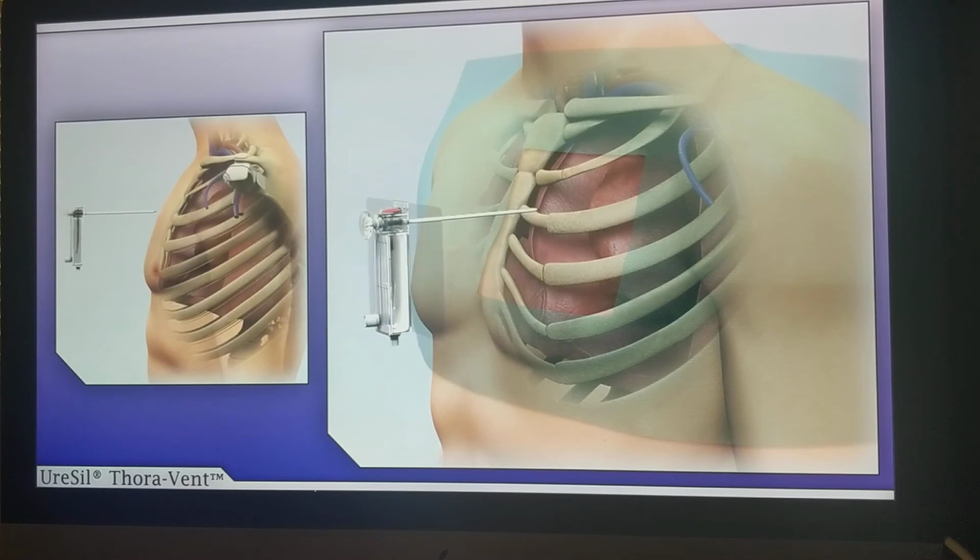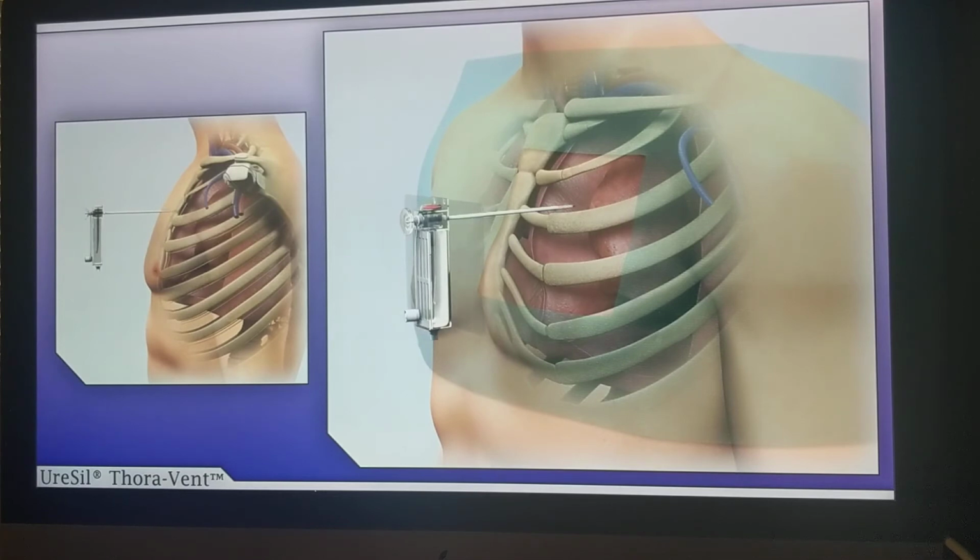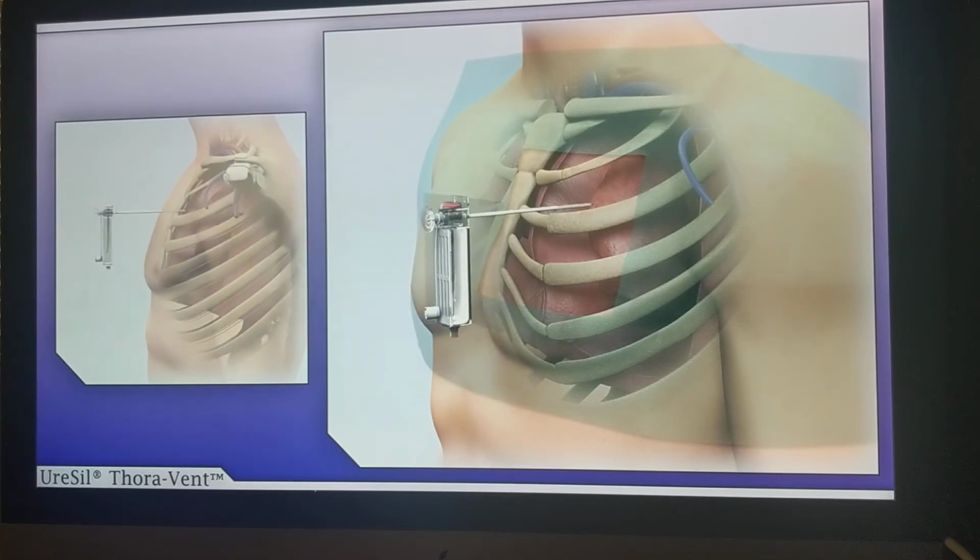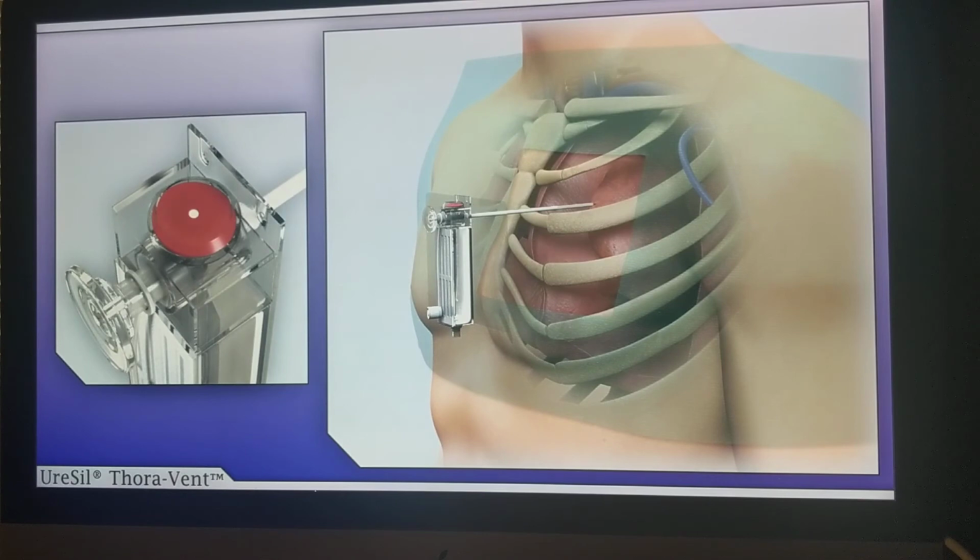Then position the device and gently introduce the trocar catheter assembly through the incision, staying immediately above the superior border of the lower rib. When the trocar tip perforates the pleural membrane and enters the pleural cavity, the red signal diaphragm deflects upwards. Do not advance the trocar any further.